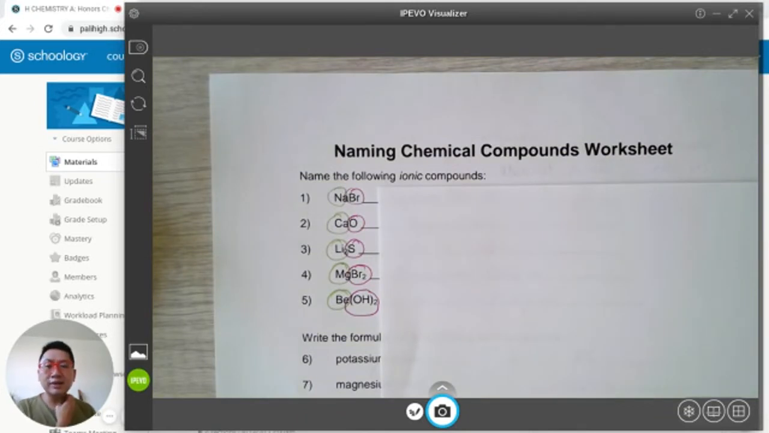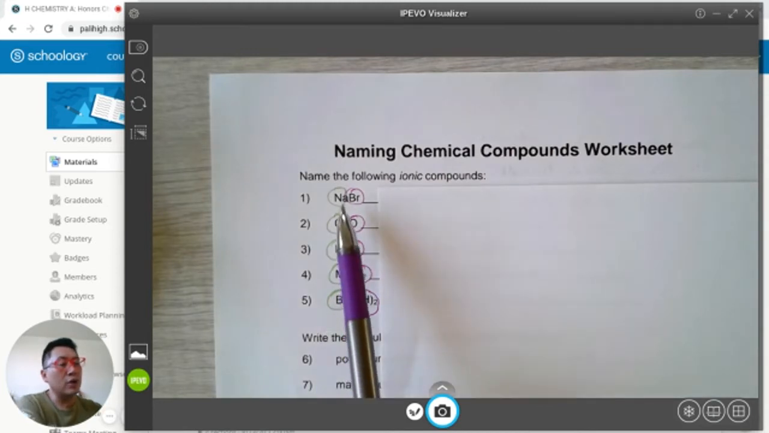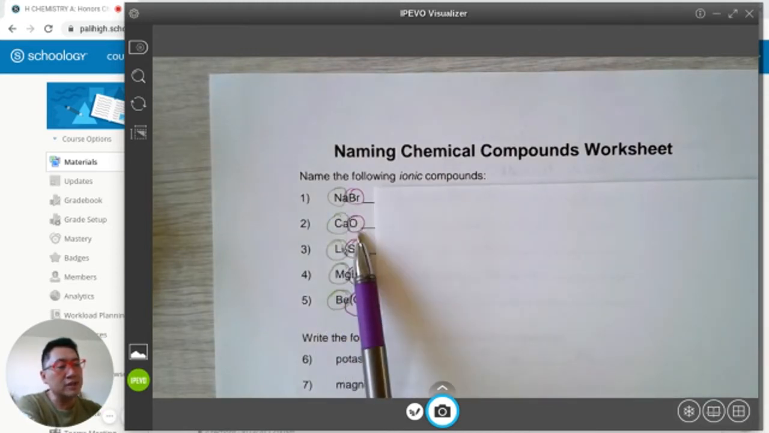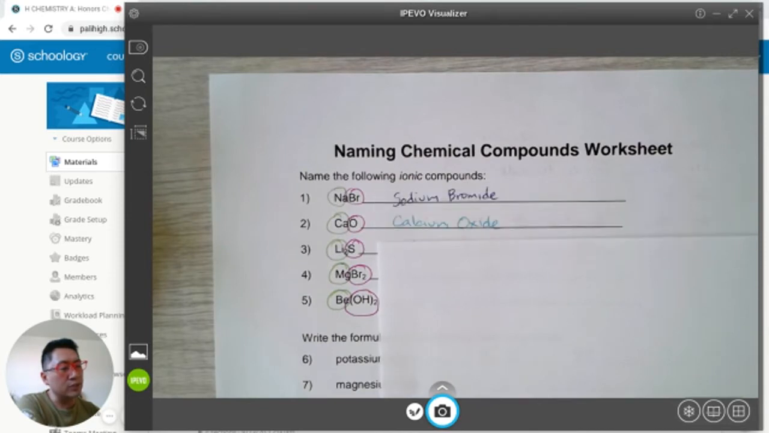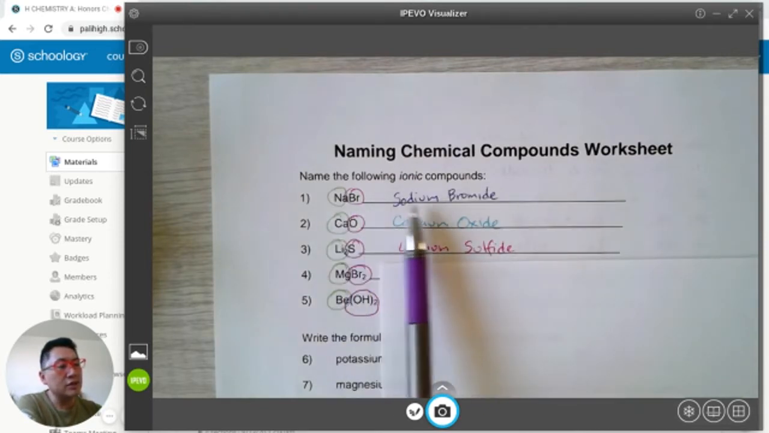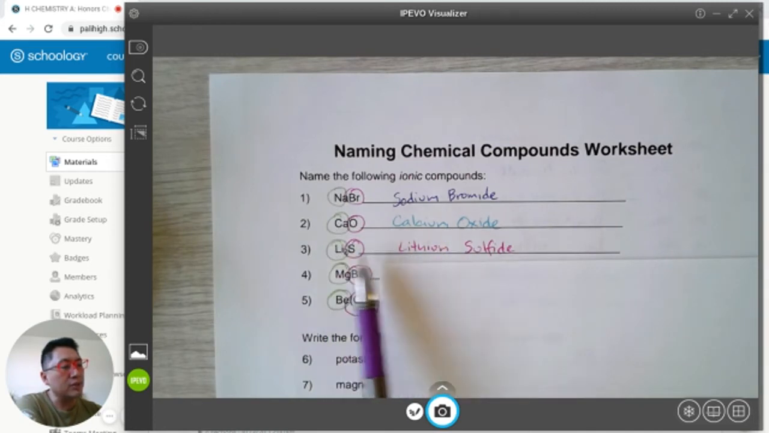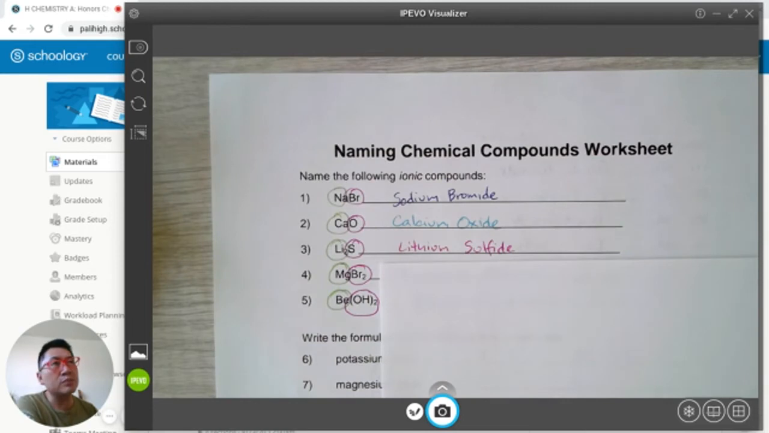Okay, now that I know it's ionic, the name of it is always name of the first part, name of the second part. So for the first 3, I'm just going to put up the answers. You can see the first part, Na, is called sodium. Second one is calcium. Third one, lithium. It doesn't matter that there's 2 lithiums. We only use prefixes for molecular, also known as covalent, compounds. This is ionic. Ionic, we do not use prefixes.